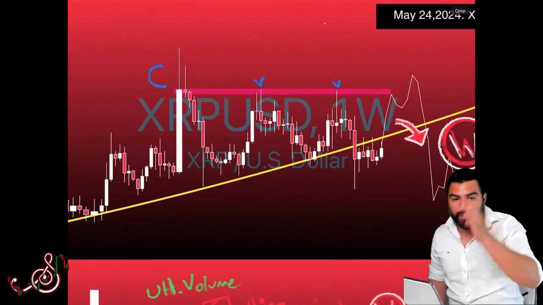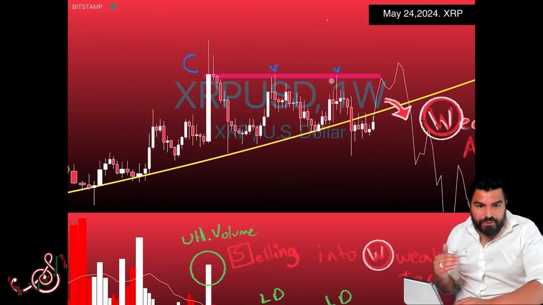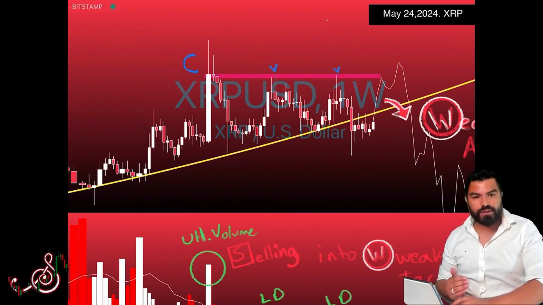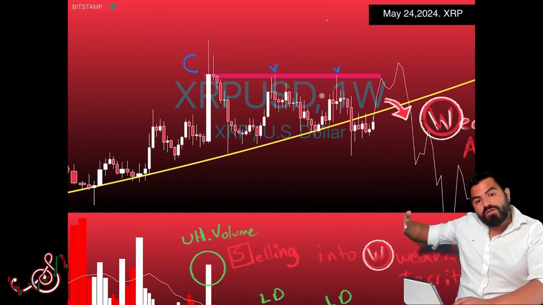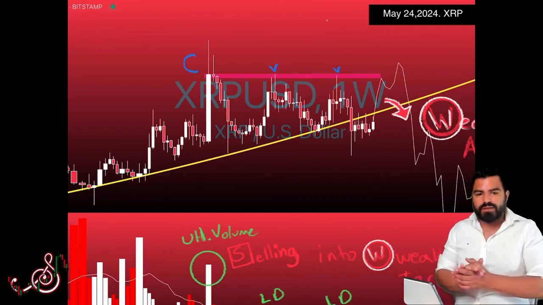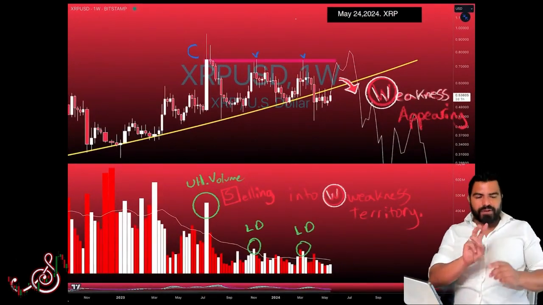Okay. So what we saw was weakness into the support and more weakness areas. I'm seeing weakness in the background on XRP phasing into this area. Price at the moment is coming into weakness on the weekly charts. All right. Number three.